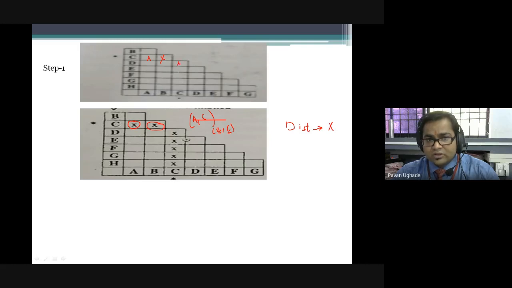Cross, cross, cross, cross, cross. That's what we have done. Did you understand, guys? In step one, you directly find out all the combinations with the final state.